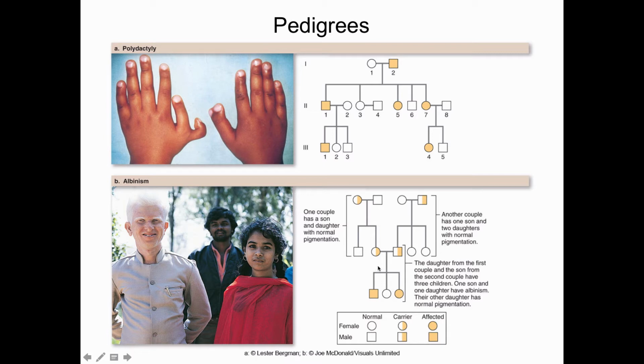So the question here would be, these people don't have it, right? They're just carriers. So the condition does skip generations, right? We have 2 generations before we actually see the disorder. But males and females in our representation here are affected equally.